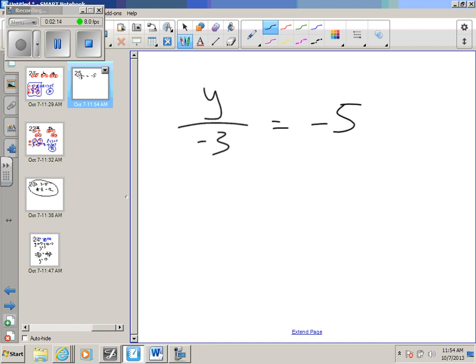Y over a negative 3 is equal to a negative 5. Now we're getting the hang of it. Raven. Can you put negative 5 in a fraction form? Well, what's happening to y? That's what we need to worry about. Is being divided by? The opposite. Multiply both sides by negative 3. Negative divided by negative, negative times negative is positive. Check it. 15 divided by negative 3, negative 5.